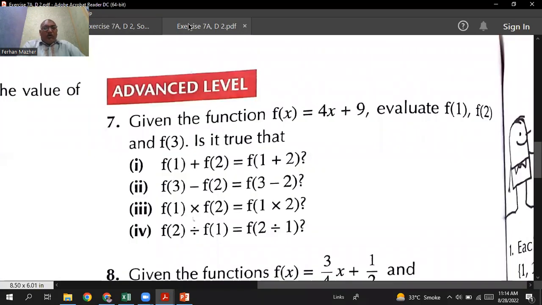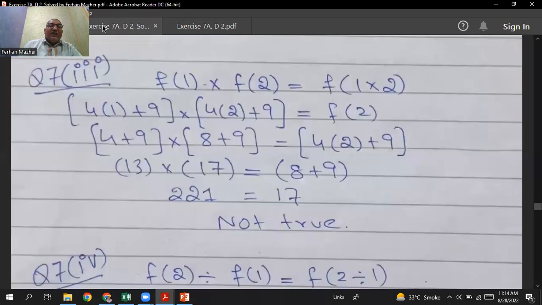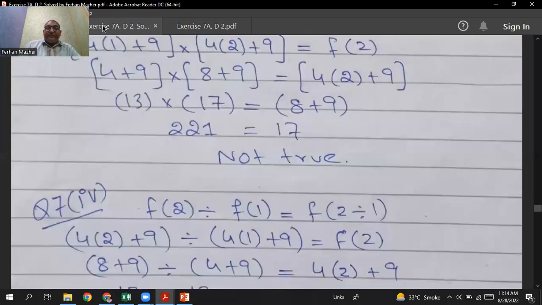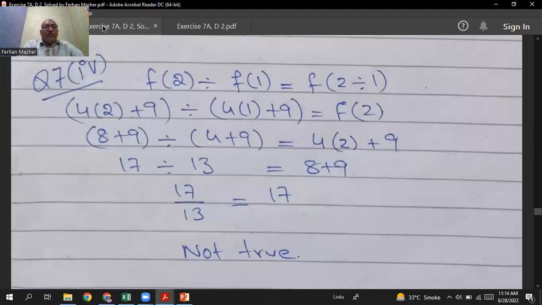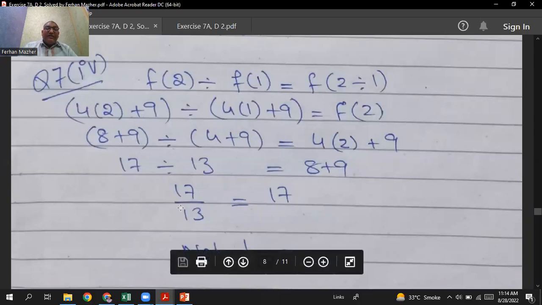So I will go to the fourth part. He says f of 2 divided by f of 1 is equal to f of 2 divided by 1. So let's try this. Here we go, f of 2, I will put a bracket around it, 4 into 2 plus 9. Then you have a divide sign, then put a bracket around f of 1, 4 into 1 plus 9, and that will be 4 plus 9. And you will have 8 plus 9 divided by, in the other bracket, 4 plus 9. So it's 17 divided by 13, and its value will be 17 by 13.